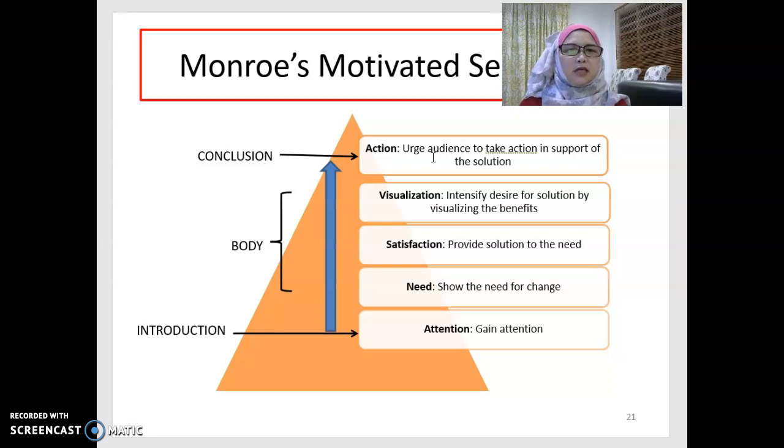Then the last part, this is like the bang: urge the audience to take action in support of the solution. So what I've mentioned to you are five different ways to organize your presentation: problem solution, problem cause solution, criteria satisfaction, comparative advantages, and Monroe's motivated sequence.